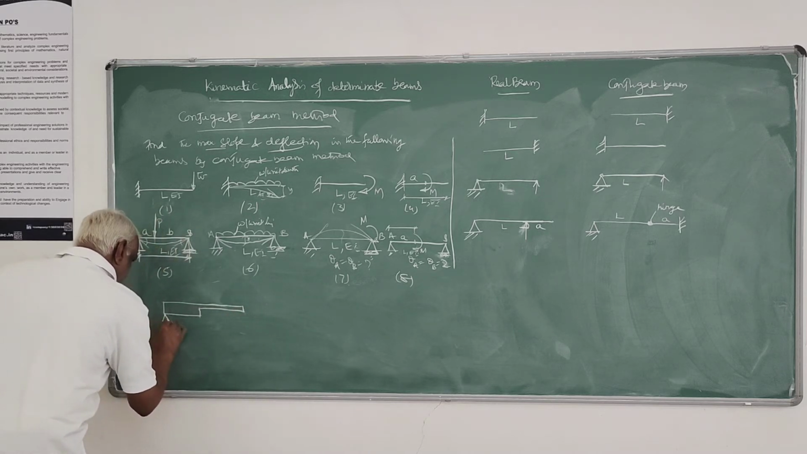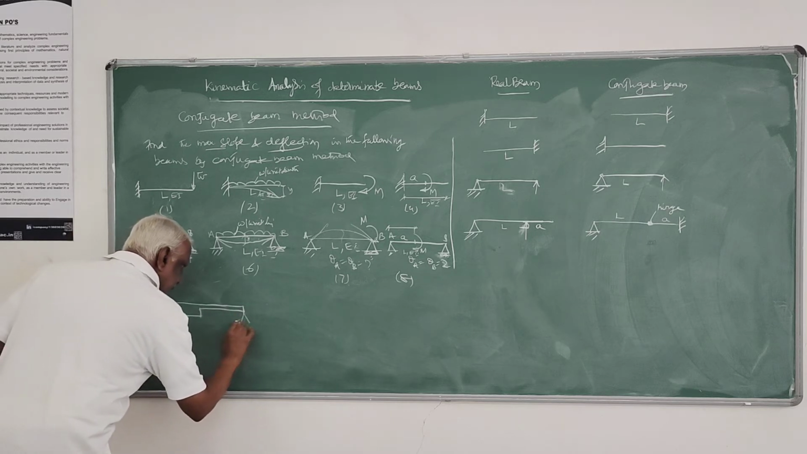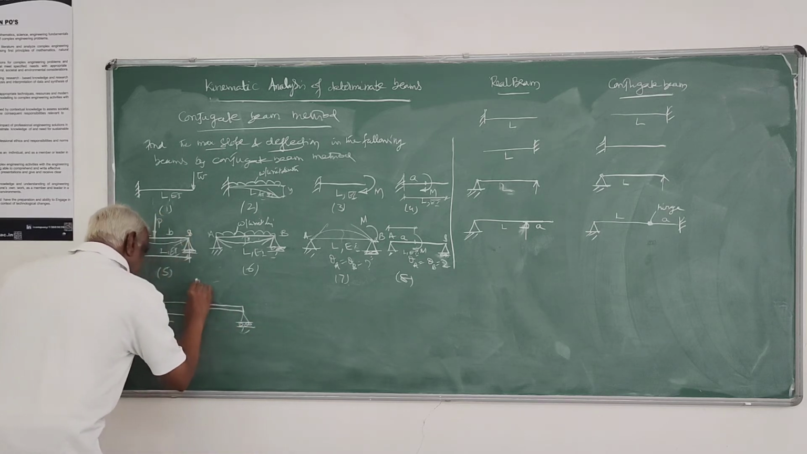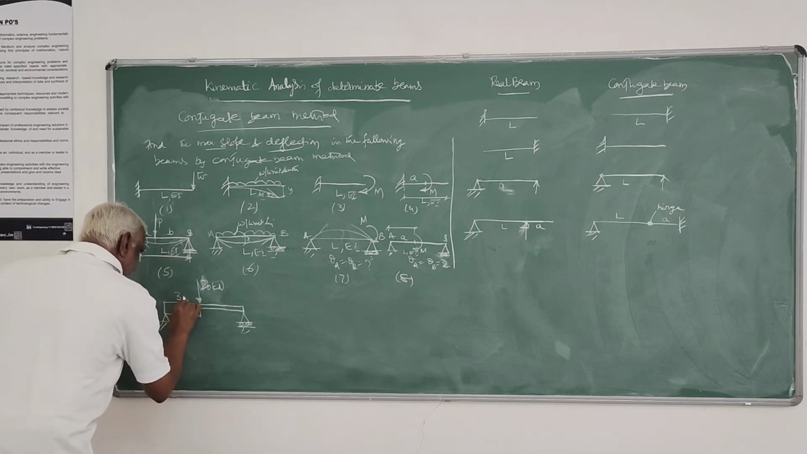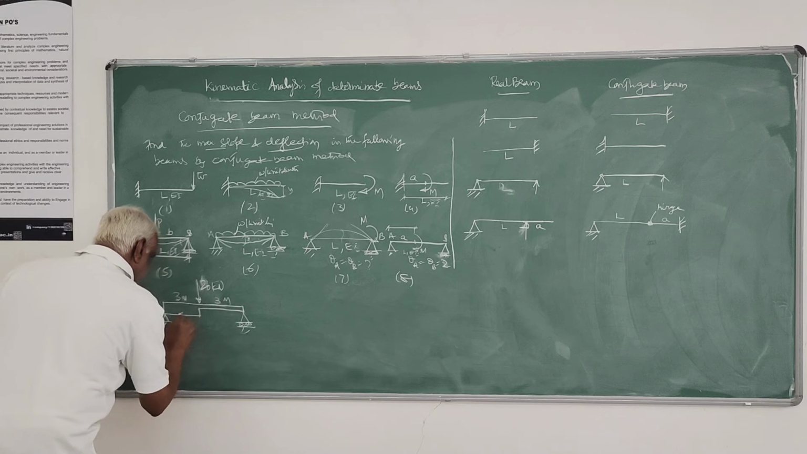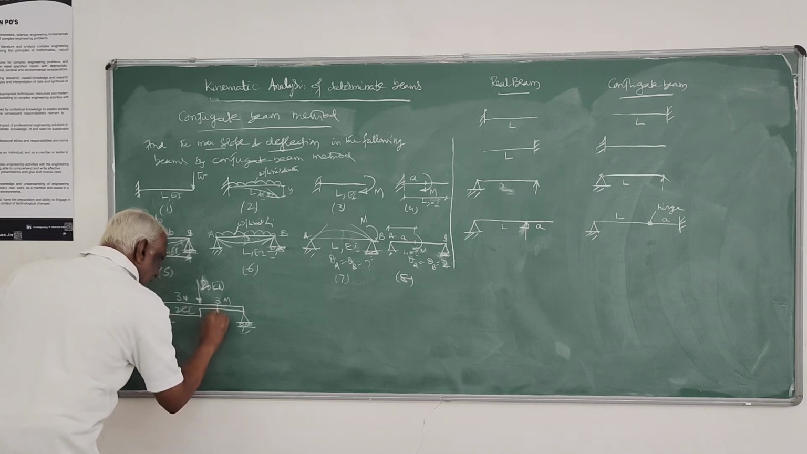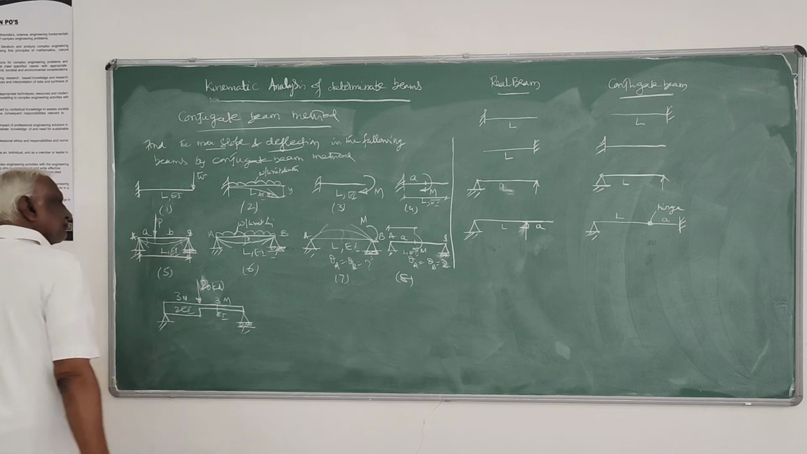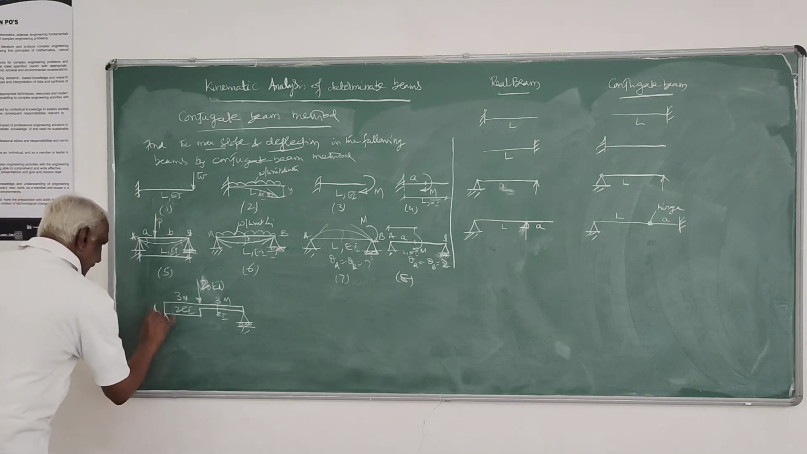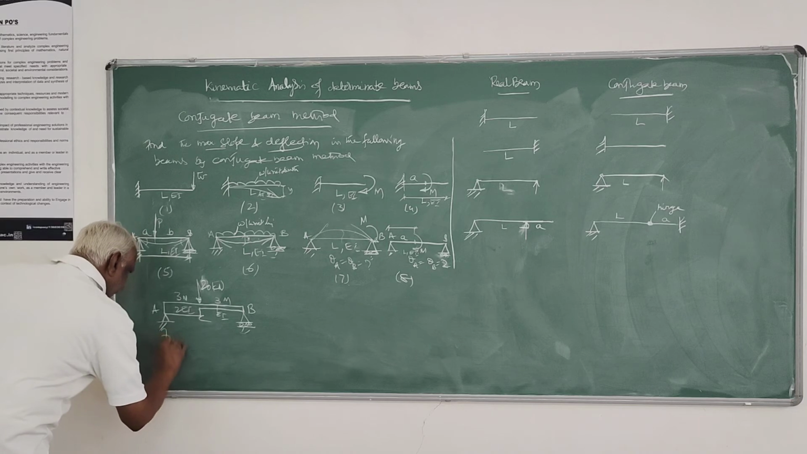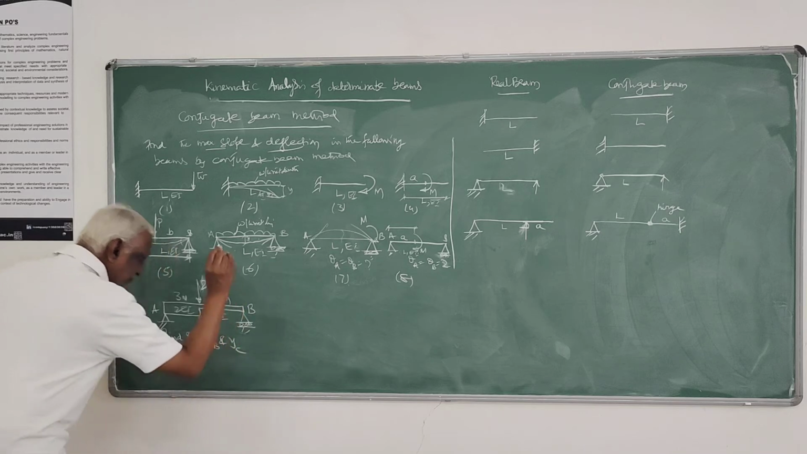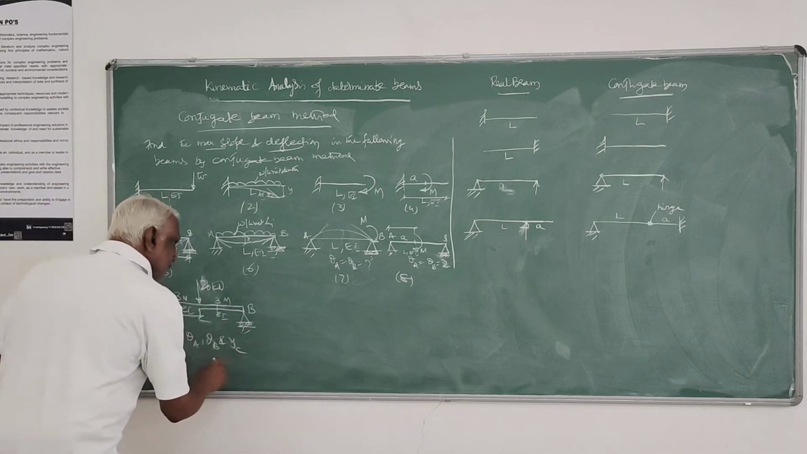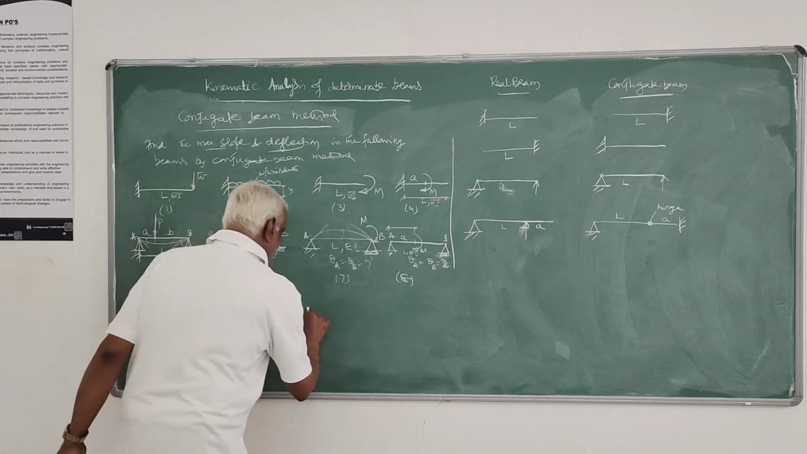Because non-prismatic also, you can take it. Or I will give 20 kilonewtons, 3 meters, 3 meters. EI, this is EI. So we can find theta A, theta B, and theta C, and y C. Right. This is the 9th problem. Another problem.